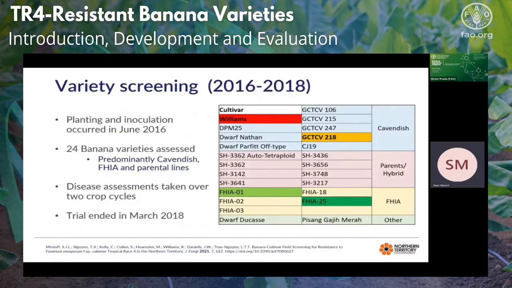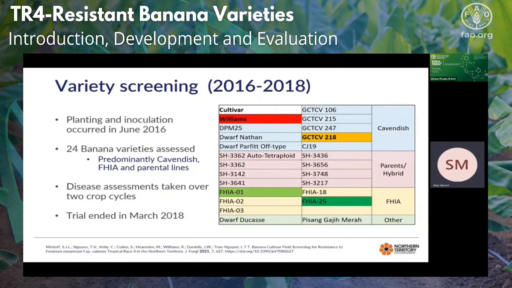The first trial I'm going to go through was planted in 2016. I should point out that all our trials are artificially inoculated. Essentially, at planting, each plant is exposed to about 200 milliliters of TR4-infested millet, and the plants sit on that at planting, so we expect them to be exposed to a very high inoculum. For this particular trial, there were 24 varieties, including the references. Predominantly, it included Cavendish varieties, parental lines from the FEAR program, FEAR hybrids, and some other varieties we had on hand to test. It was assessed over two crop cycles and eventually ended in March 2018.